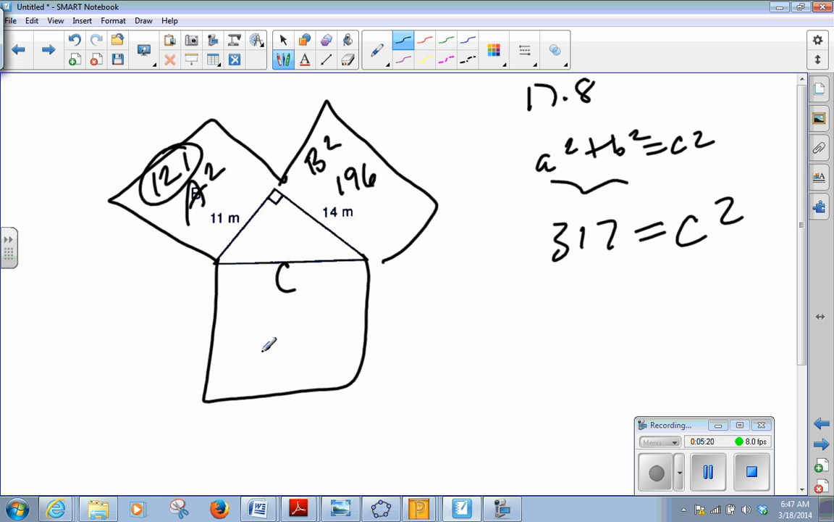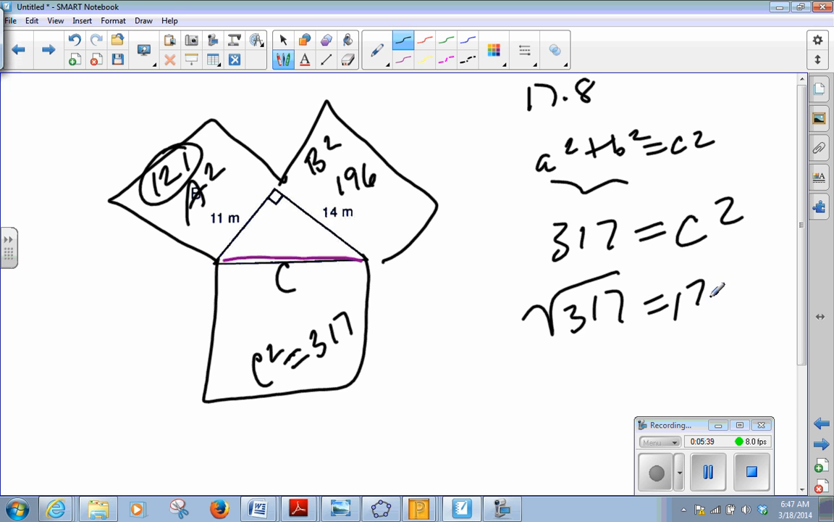So that's what the whole c squared gives me, not just what c is. So now I've got to unsquare the 317 by using the square root function. That gives me 17.804 and a whole bunch of other digits after that, which is pretty darn close to 17.8 if we're rounding to the nearest tenth.